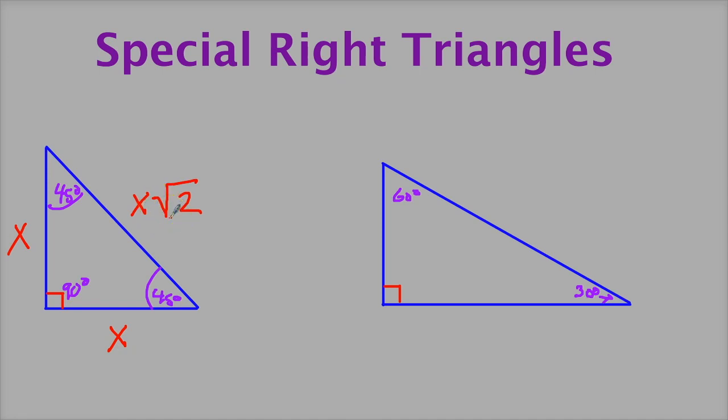A 30, 60, 90 triangle is a little bit more complicated, but not too much. The short side is our baseline data, so we're going to call this x.